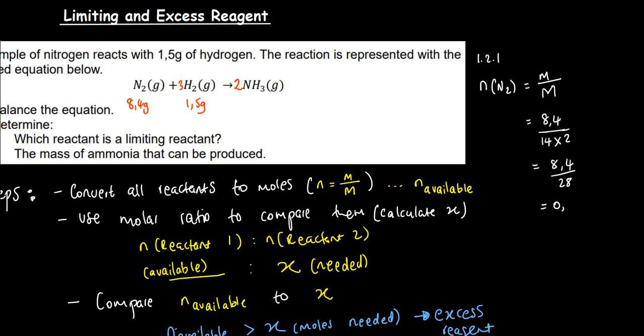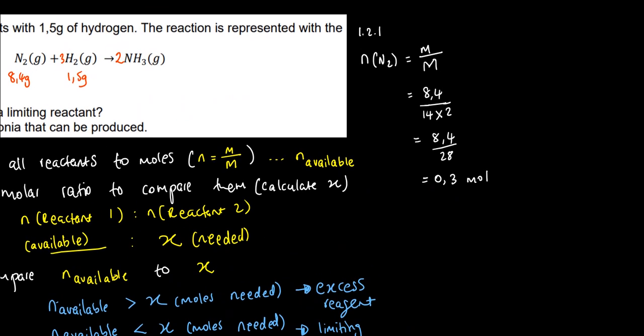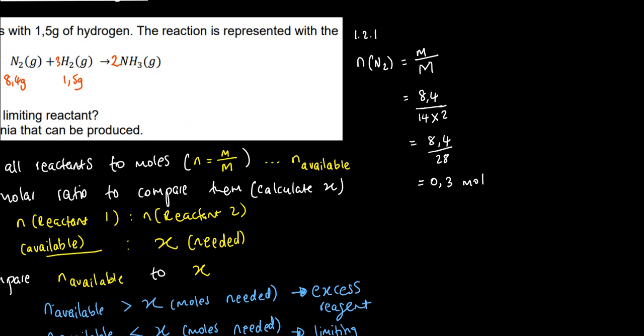Now we're going to need to get the number of moles for hydrogen. So the number of moles for hydrogen is going to be equal to mass over the molar mass. Now the mass for hydrogen that is given is 1,5. The molar mass, when you look at hydrogen, is 1. But because there are 2 of them there, you need to multiply by 2.